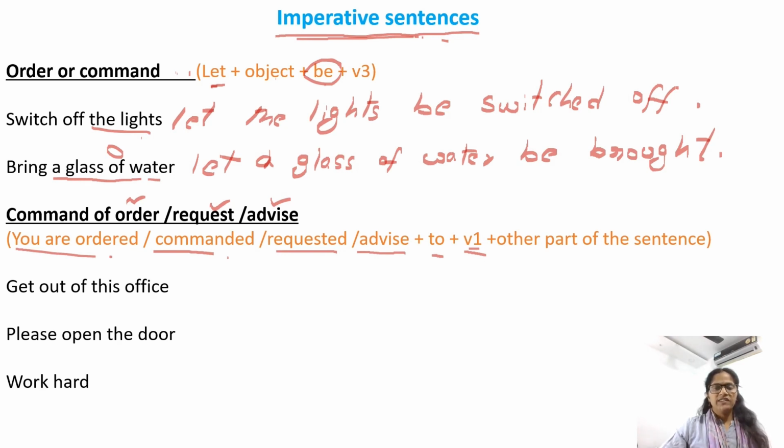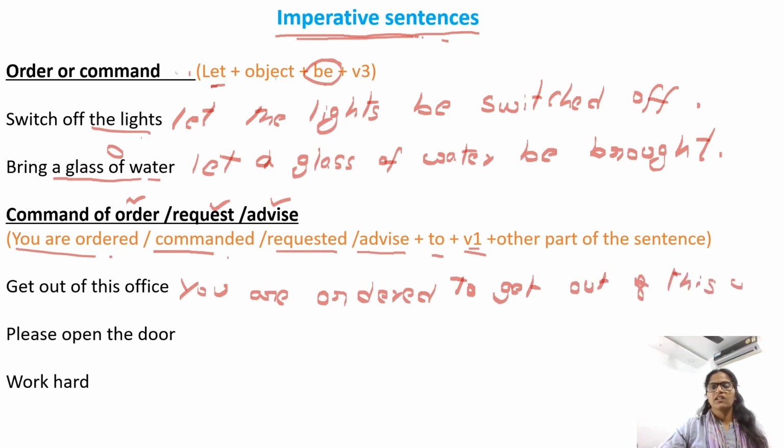Let's see some examples. Get out of this office. Here it is an order. So, you are ordered to get out of this office. Just begin with you are ordered to. The remaining sentence you need to write as it is. You need not make any changes in it. Please open the door. You have a request here. Now if it is only open the door, you can use let.